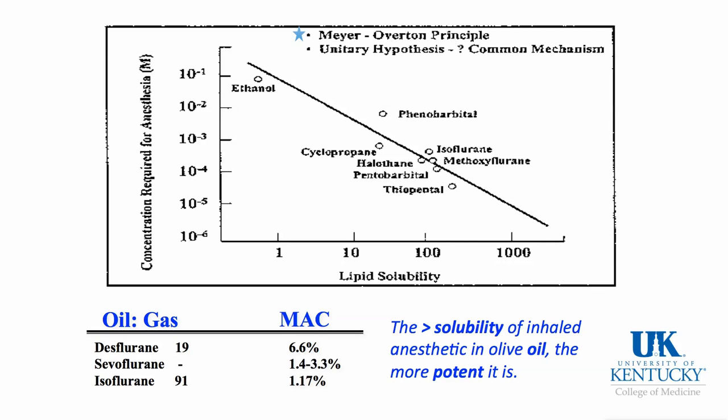And when we looked at oil gas solubility, listed here for desflurane as 19, isoflurane as 91, you can see that isoflurane has a much higher oil to gas solubility, or lipid solubility, and it is more potent than desflurane. It takes 6.6% to provide 1 MAC, or to keep 50% of patients from moving to incision, while isoflurane is approximately 1.2%. So with isoflurane, much lower concentrations are required to keep patients from moving to incision. Interestingly, the solubility of inhaled anesthetics, des, sevo, and isoflurane in olive oil tells you about its potency. The more soluble it is in oil, the more potent it tends to be.